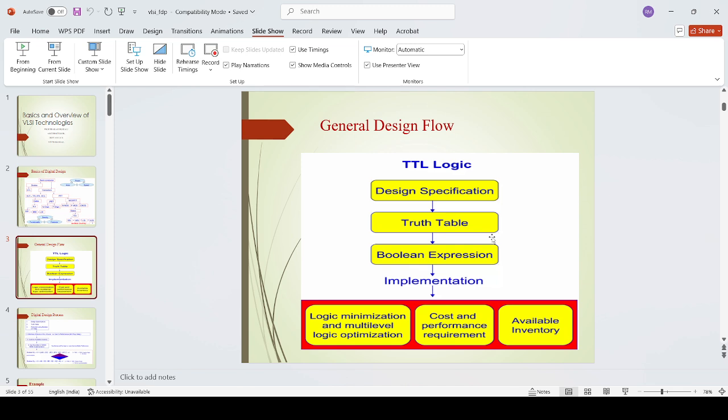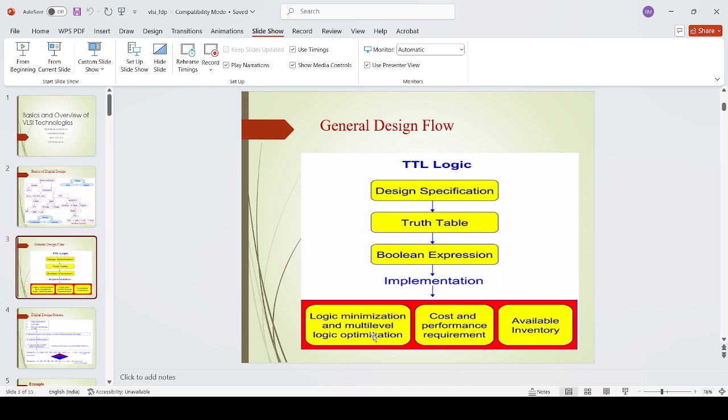And after that, we are going to reduce the logic equation with the help of Boolean algebra or with the help of a K-map to minimize the number of terms and logic gates required for the design. And after that, we have minimization of logic and multi-level optimization. That is nothing but optimizing the design by balancing both the cost and the performance. Here cost is nothing but we are going to reduce the number of gates, and performance is we are going to reduce the propagation delay.